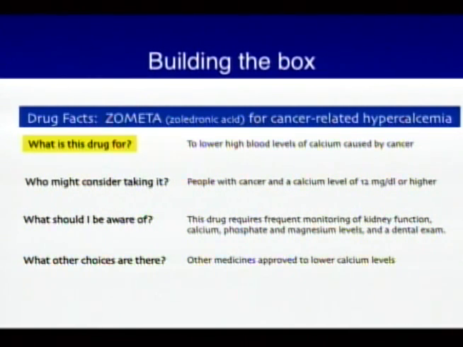So the first section of the box is a narrative section, which starts off about what this drug is for. And we have a rule, which is that each box is not just for one drug, but for one use of one drug. So if a drug had multiple uses, it would have multiple boxes, okay? So in this case, this box is for Zometa to treat cancer-related high calcium, okay? But this drug has other uses. The other narrative sections of the box are who might consider taking it, what should I be aware of, and what other choices are there.